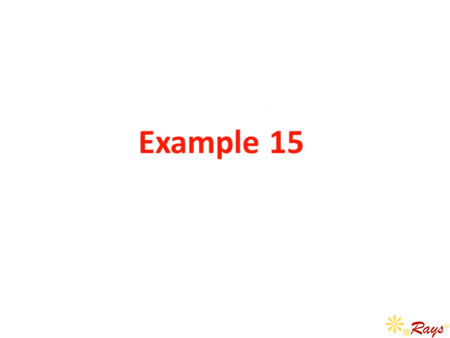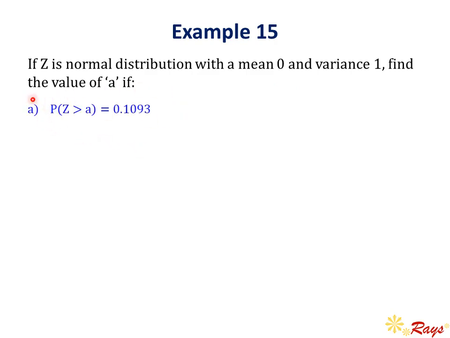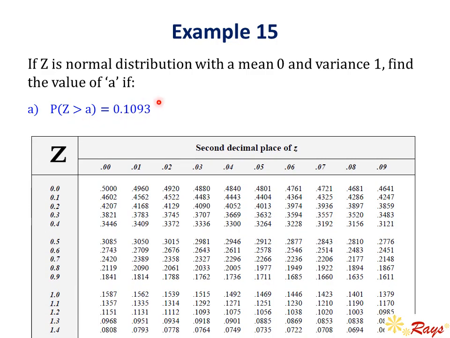So now let us look at example 15. If Z is a normal distribution with a mean 0 and variance 1, find the value of A given that probability of Z greater than A is equal to 0.1093. Observe that the probability is less than 0.5, so the area is still at the right tail. So let us find the probability for 0.1093.